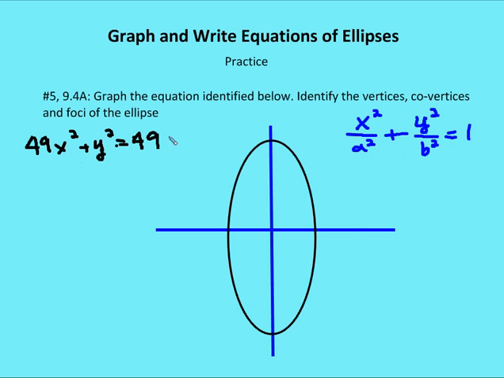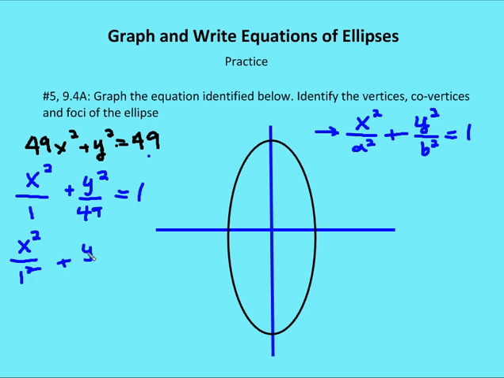So the first thing we want to do is rewrite this equation here to make it look like this formula to the right. So what I'm going to do is divide every value here. What I want is a 1 on the right-hand side of the equation. I'm going to divide every term in this equation by 49. So I end up with x squared over 1 plus y squared over 49 is equal to 1. And I can rewrite that as x squared over 1 squared plus y squared over 7 squared is equal to 1.